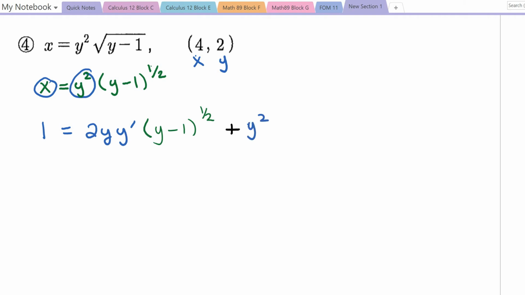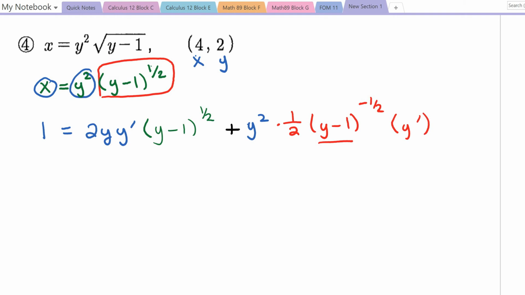And then I would take the derivative of the second term, so I need to take the derivative of this expression here in red. The 1/2 would come out in front, and then it would be (y minus 1) to the power of negative 1/2. Then the chain rule states that I need to take the derivative of the inside, which is just y minus 1, so that's going to be y prime.